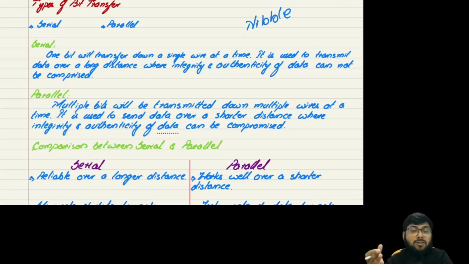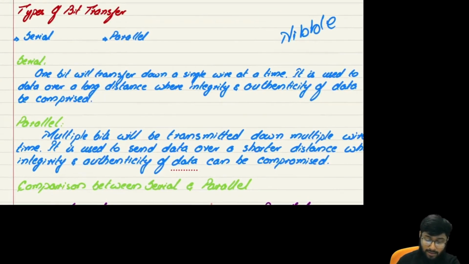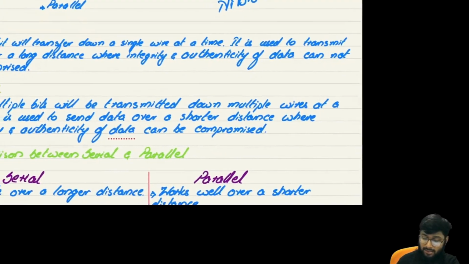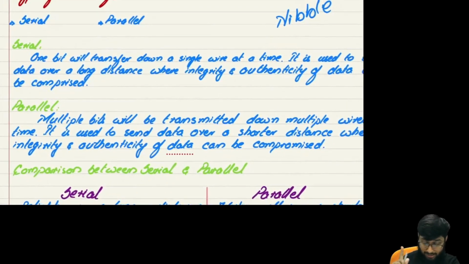Serial is mostly utilized over a longer distance. Make sure of one more thing. It's written over here, one bit will transfer down a single wire at a time. It is used to transmit data over a long distance.